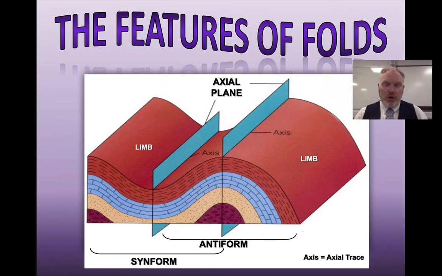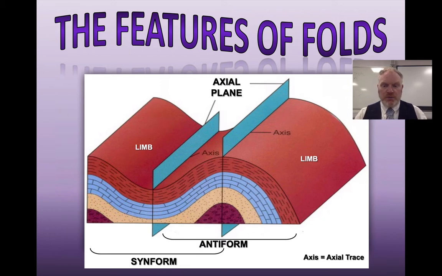If we join together all the hinge points on one bed, that makes the axis. So the axis is a line that joins together all the hinge points on one bed. If we join together all the hinge points on several beds, so we're joining up the axes for each bed that we can see, that makes this imaginary surface we call an axial plane. Okay.